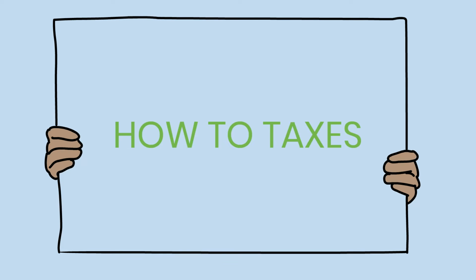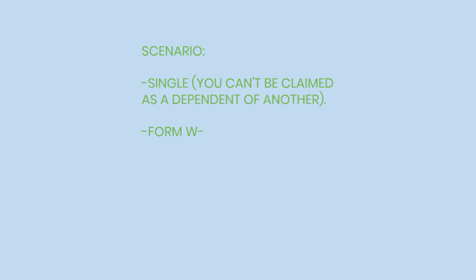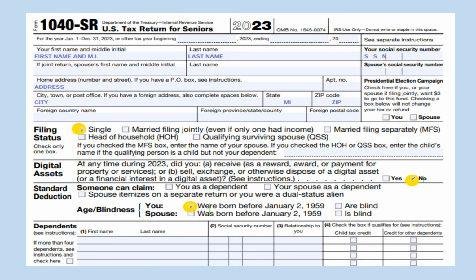I'm with How To Taxes, here to help you prepare your Form 1040 SR when you itemize your deductions. The scenario of this video is that you are single and you have W-2 income and interest income from a savings account. To use Form 1040 SR, you must be born before January 2nd, 1959.